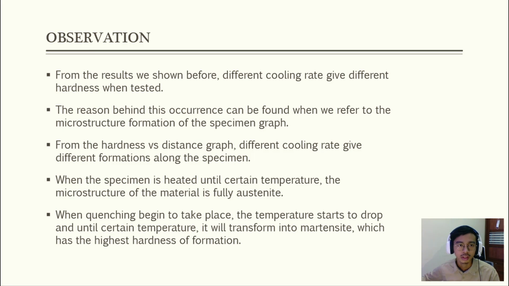For the observation from the results we showed before, different cooling rates give different hardness when tested. The reason behind this occurrence can be found when we refer to the microstructure formation of the specimen graph. From the hardness versus distance graph, different cooling rates give different formations along the specimen.